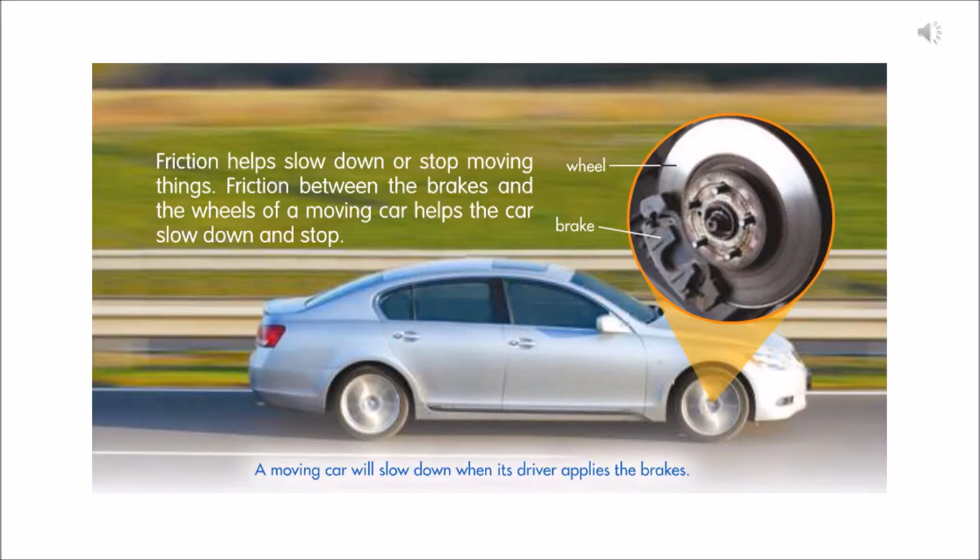Friction helps slow down or stop moving things. So that means friction between the brakes and the wheels of a moving car helps the car to slow down and stop. The moving car slows down when the driver applies the brakes, and then the friction between the brakes and the wheel activates and slows down the car. So here, the friction is useful.